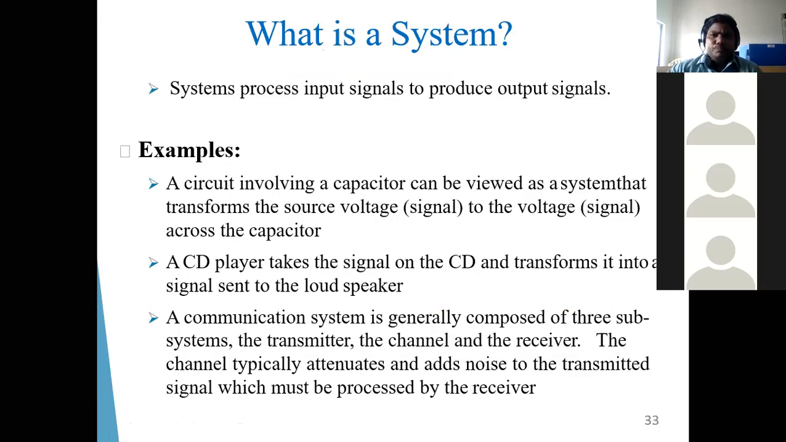Now coming to systems. Previously we explained different types of signals. Now coming to systems.